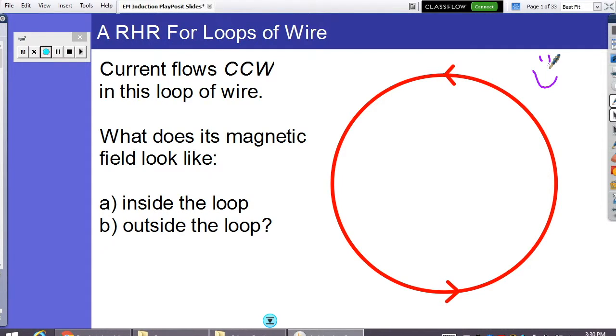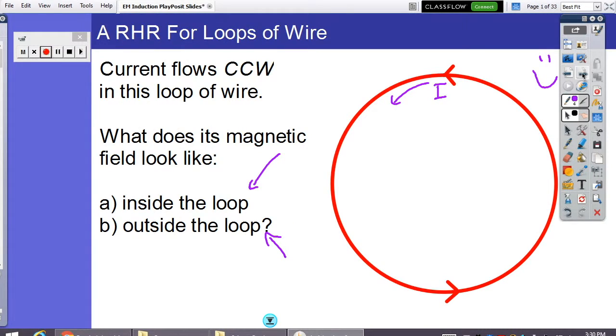All right, so we've got a little warm up this time, which is unusual for us. Here we've got a current flowing counterclockwise in this wire, and what I'd like you to do is try to use your right hand rule, put your thumb along with that current, and tell me for this loop, what does the magnetic field look like everywhere inside the loop and everywhere outside the loop? Well, we'll reveal the answer to that in just a moment.